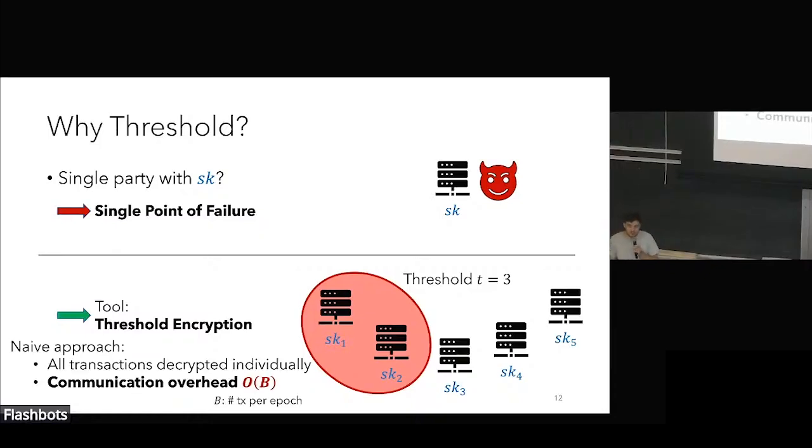users just send encrypted transactions, and when the block is finalized, all the transactions are decrypted individually. The big downside with this is that each committee member has to release a partial decryption for every single transaction in the block. So if we have B transactions in a block, every committee member has to send messages on the order of B. And this we really want to avoid, because this causes large propagation delays and would cause the system to have trouble keeping up with the blockchain.